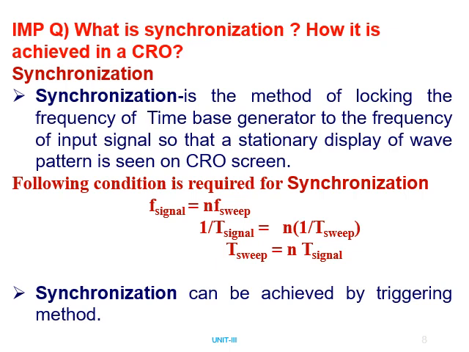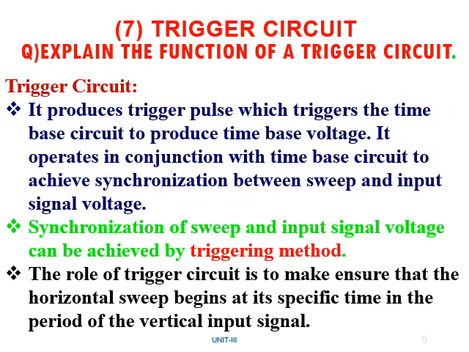The frequency of the signal voltage should be an integral multiple of the frequency of the sweep voltage, and this synchronization can be achieved by the triggering method. Now we will discuss what the triggering method is and what the function of the trigger circuit is. The trigger circuit produces a trigger pulse which triggers the time-base circuit to produce time-base voltage. It operates in conjunction with the time-base circuit.